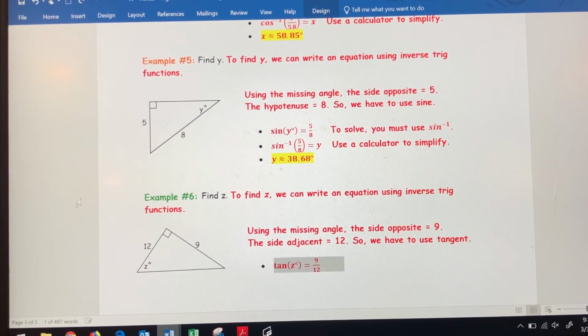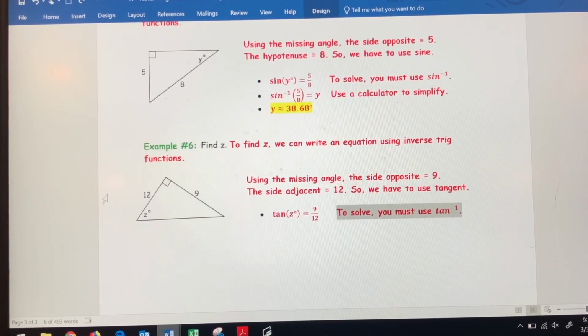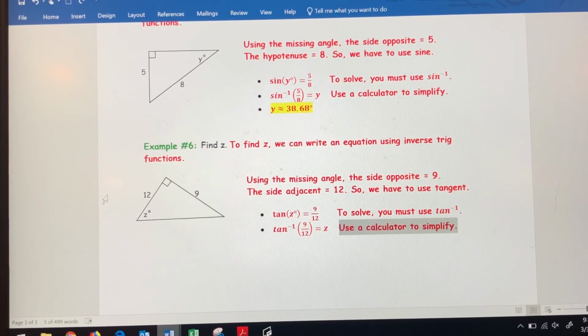Let's write an equation here. We've got the tangent of angle Z equal to the ratio of 9 over 12. We're going to use inverse tan to get Z by itself, and use our calculator. So inverse tangent of that ratio 9/12 equals the measurement for angle Z, and that's going to give us a value of 36.87 degrees. Again, I'm going to show you how to calculate that value, and then we've finished inverse trig functions. Thank you, guys.